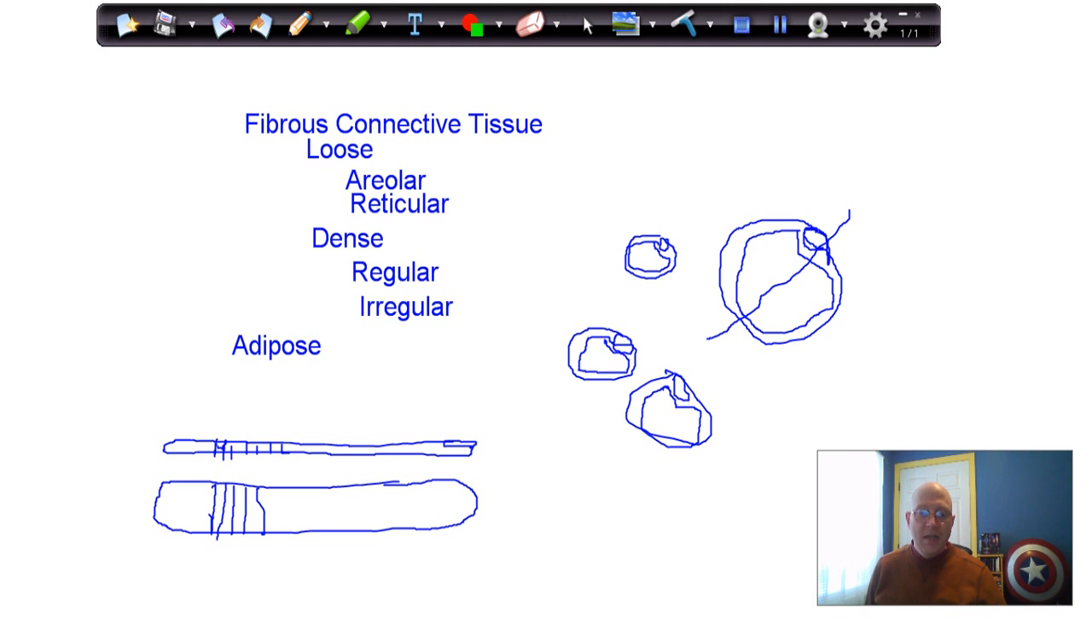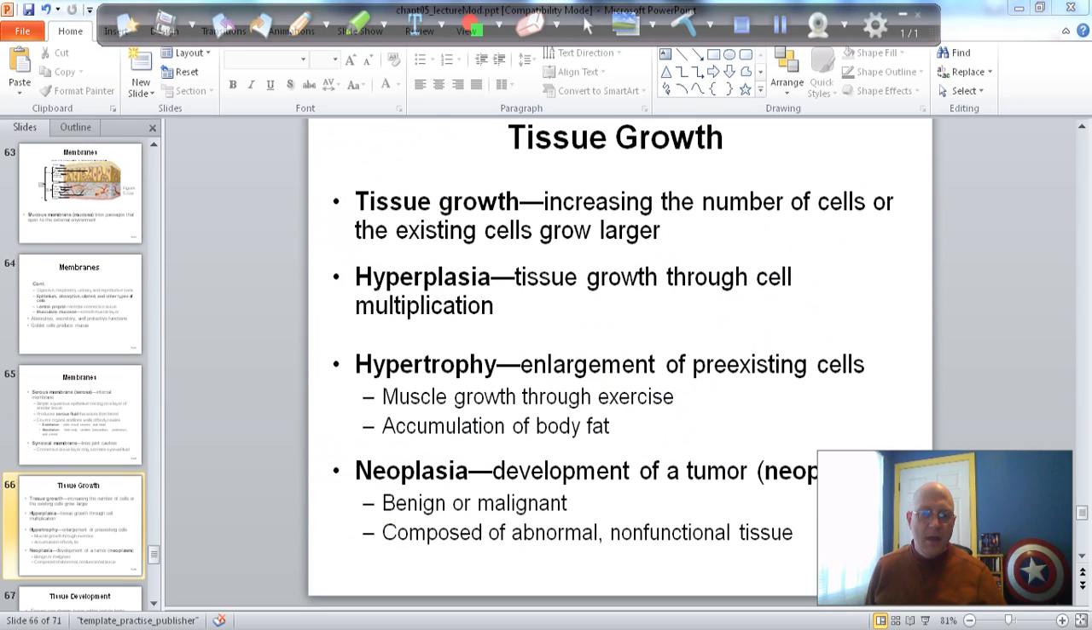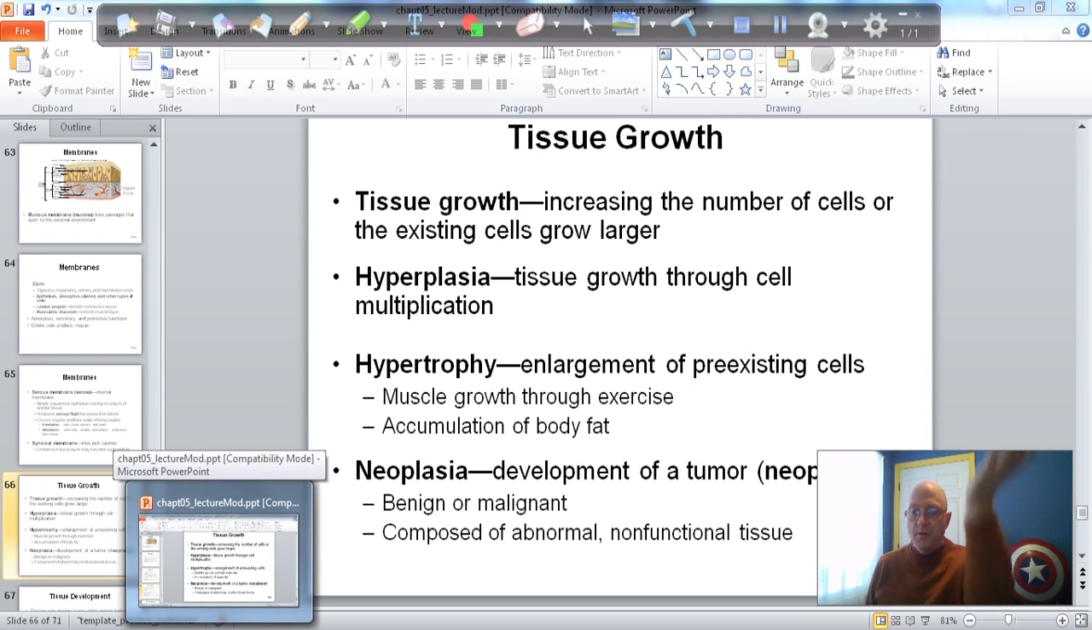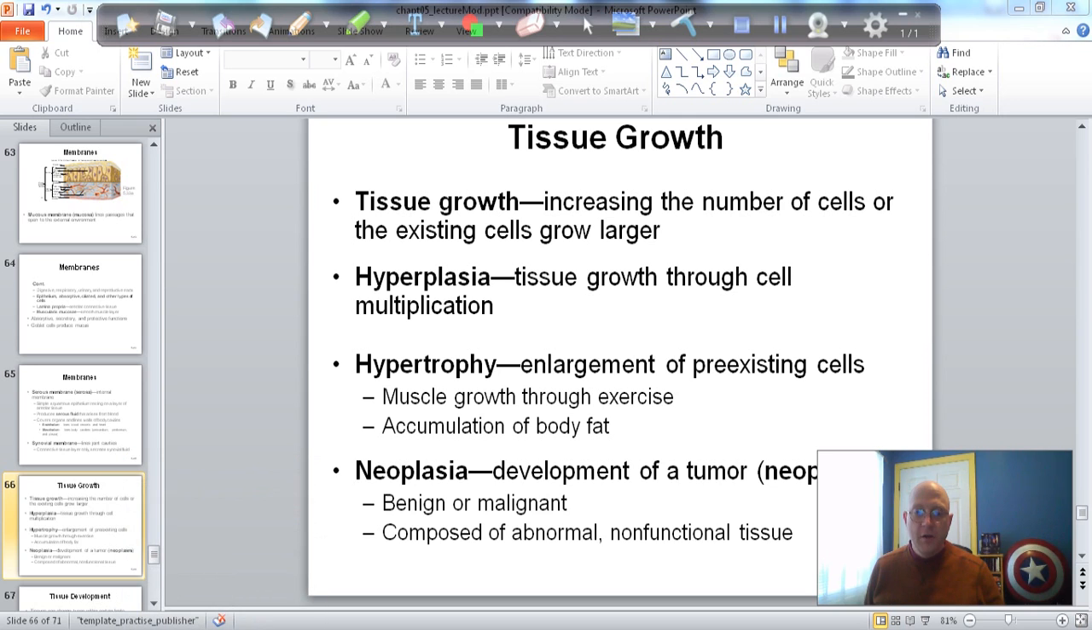But your skin absolutely does go through hyperplasia. Skin is adding cells from the bottom layer to the top again and again and again to replace all the stuff that's flaking off of the surface. So hyperplasia, increasing number of cells. Hypertrophy, increasing the size of the cells. But in both cases, your tissue is going to grow larger.